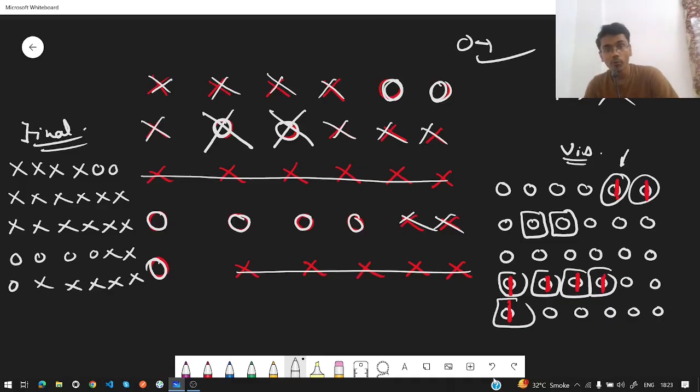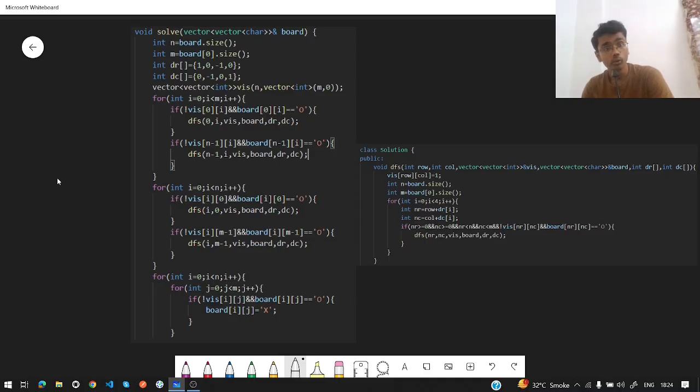Now I hope you understand this dry run part. I have tried my best to make you all understand this particular question. So I hope you understand the algorithm part and this dry run part as well. So let us directly jump onto the code now. Let us see how we will write the code. So this is the code.